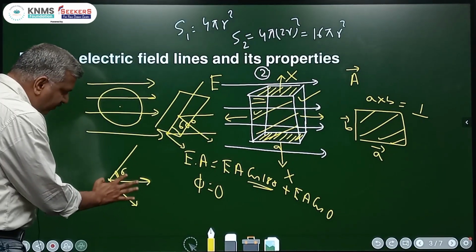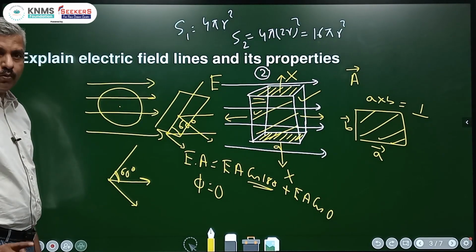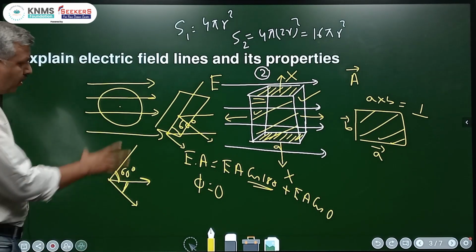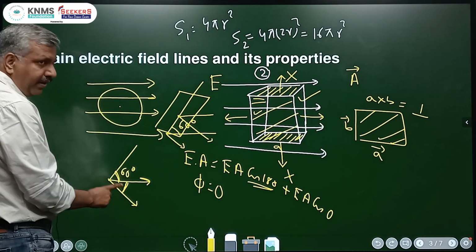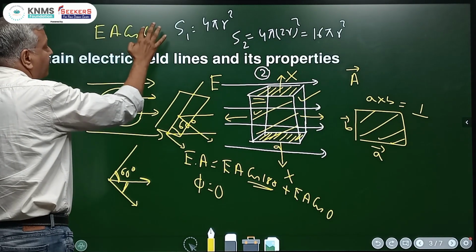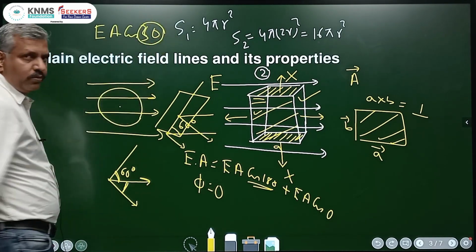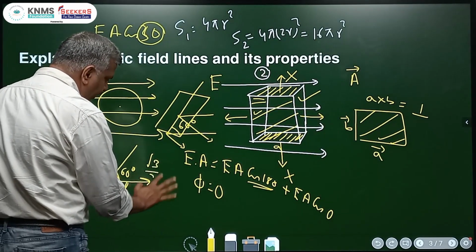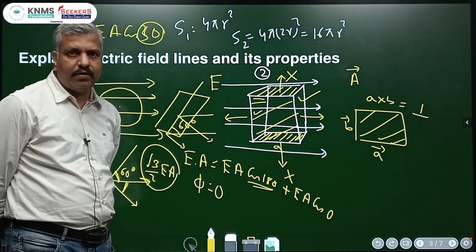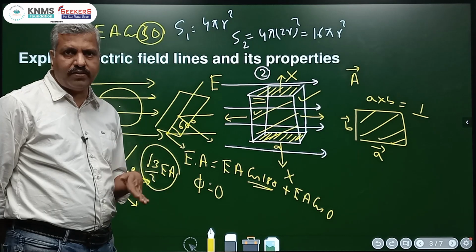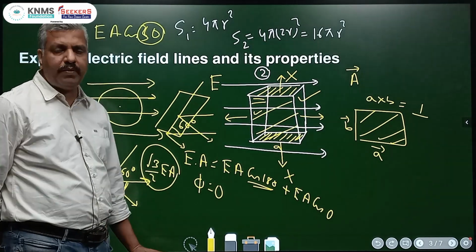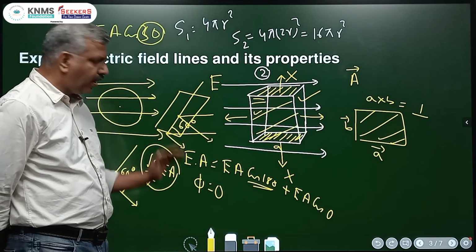This angle is given to you as 60 degrees. But when you do E dot A, this should be the angle between the electric field and the area vector. So here the electric field and the area vector will be at 30 degrees and not 60 degrees as given in the question. So the answer should be EA cos 30, and cos 30 is equal to root 3 by 2. So the answer should be root 3 by 2 EA. These kinds of questions come quite often in the NEET paper, where they are just trying to test your basic concepts: whether you know what the area vector is and what the electric field is, and the fact that the area vector is perpendicular to the plane. I hope you are able to get this.